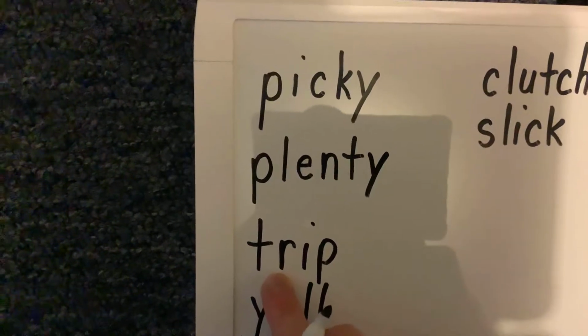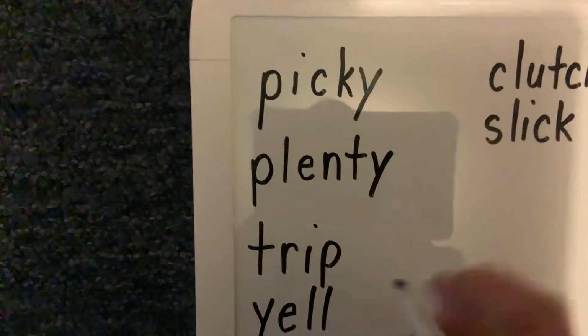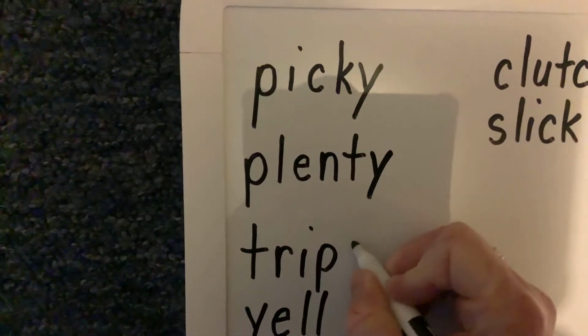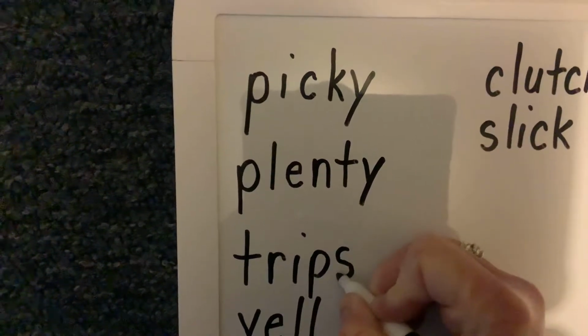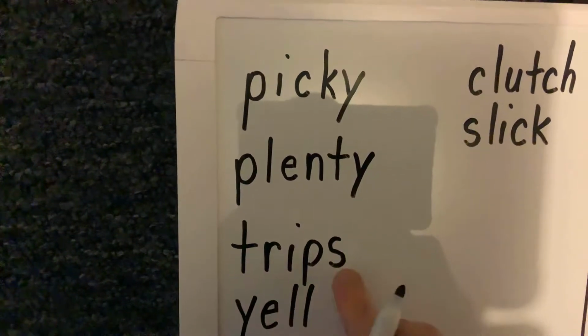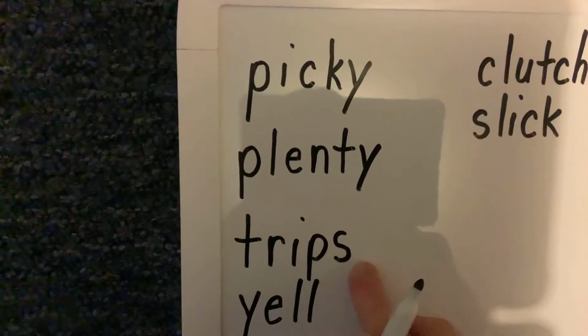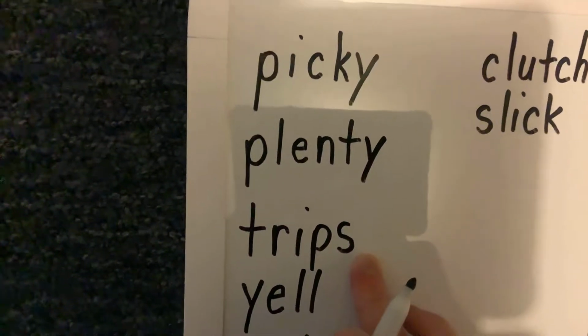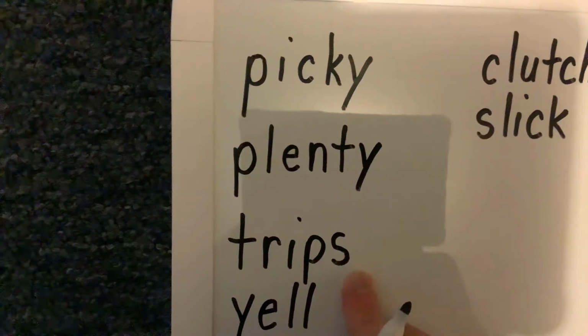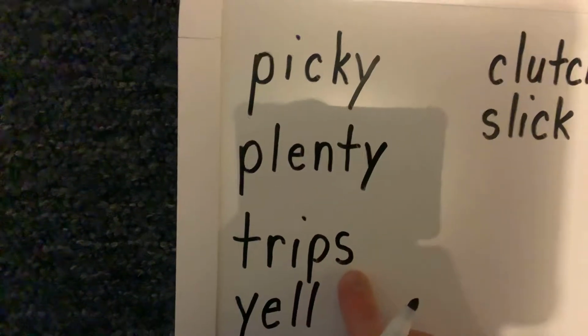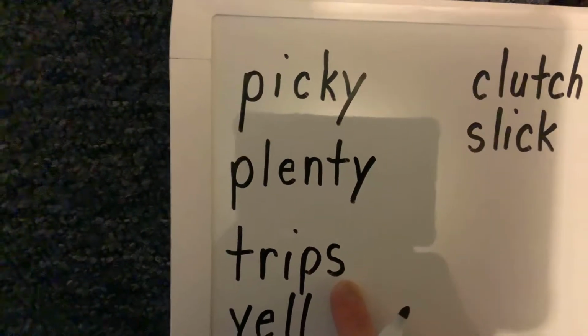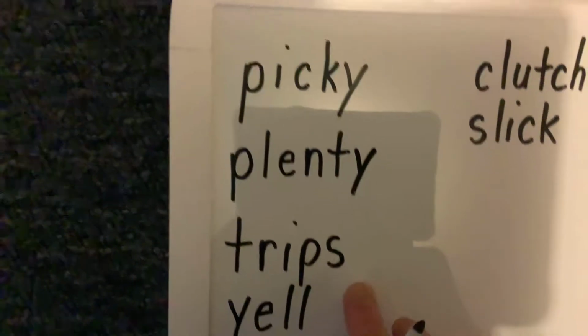Let's look at this base word, trip, but if I want to add the suffix s, now we have more than one. Trips. We go on many trips. Or it could mean that someone did that action. He trips over his shoelace. It can mean a couple different things.